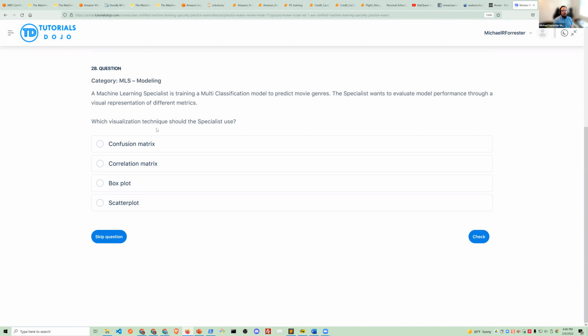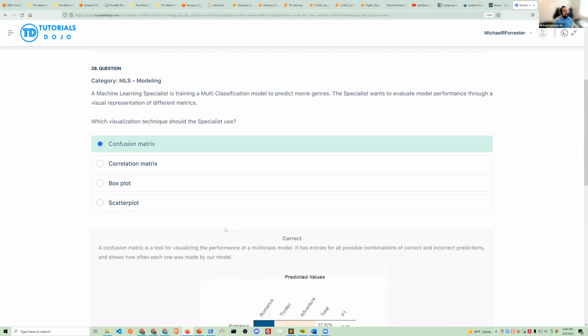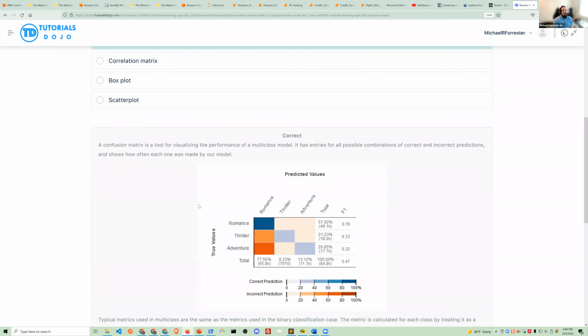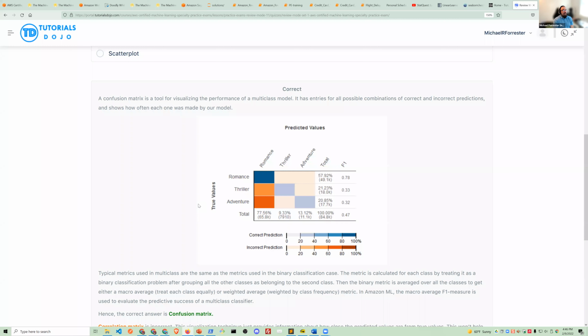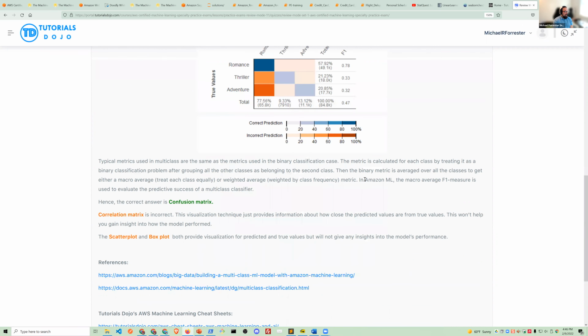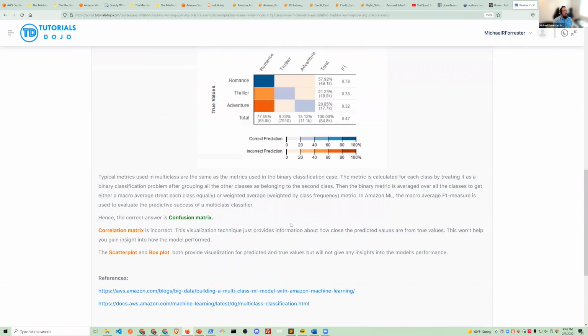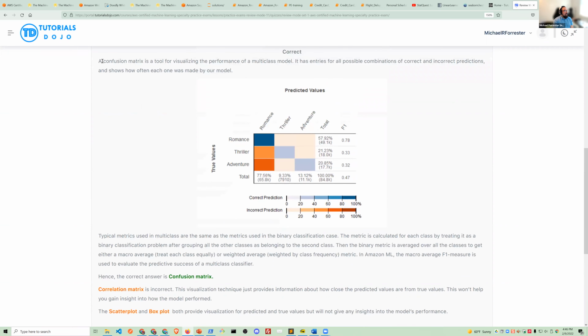Really? You don't think of a confusion matrix as a visual representation? Check it out, since most of you said A. It's pretty visual as far as I'm concerned. So, confusion matrix for visualizing the performance of a multi-class model.